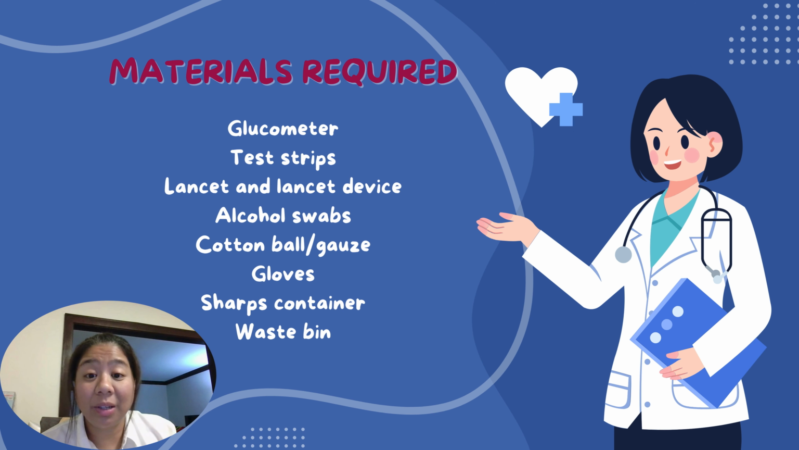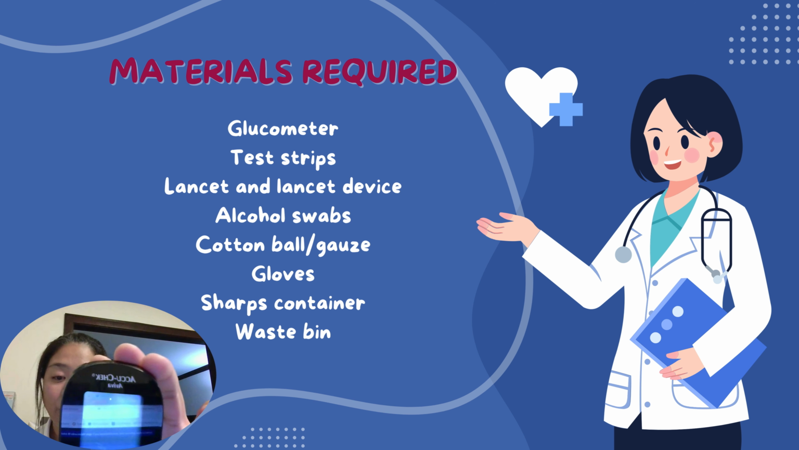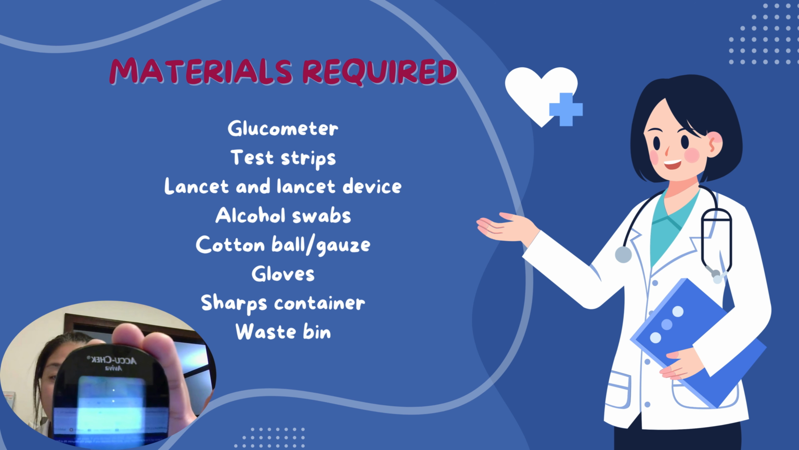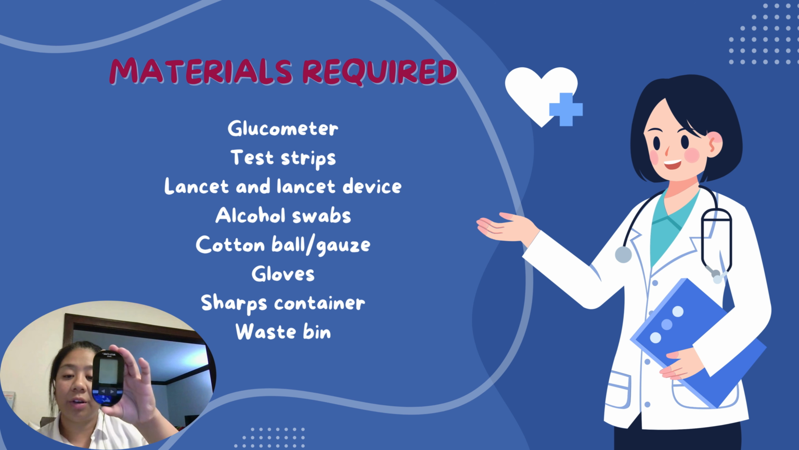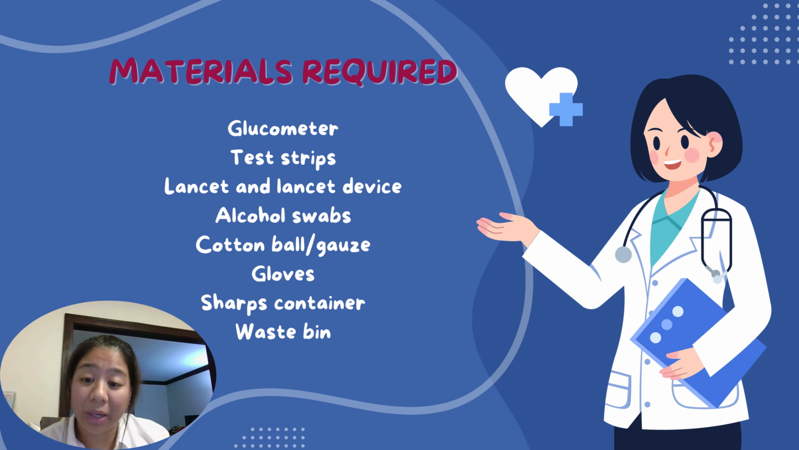So, what are the materials that we need to perform blood glucose monitoring? First is a glucometer, of course. I have a personal glucometer at home. This is the AccuCheck Aviva series, very small. We have several in the hospital as well, the big ones.